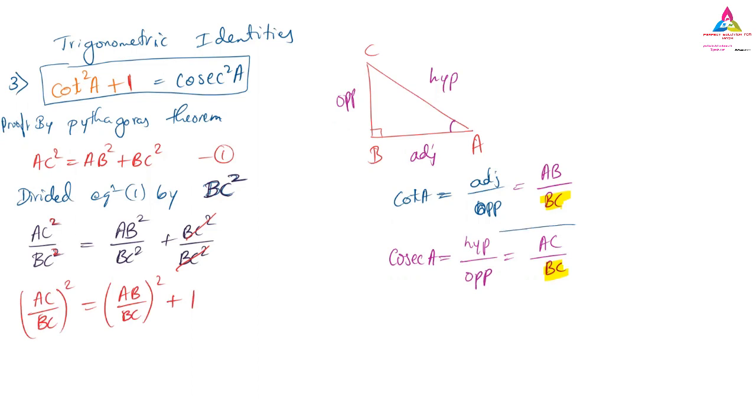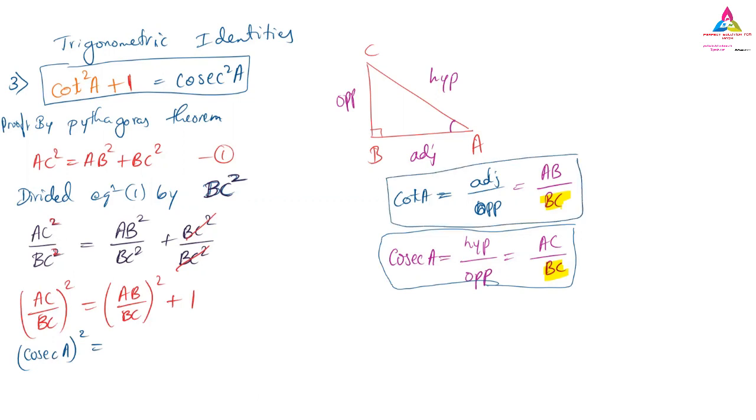Continuation part, AC by BC. We will go back to this. AC by BC is what? Cosec. Yes, cosec. The cosec A the whole square, we can write it down. That is equal to AB by BC. So here we have AB by BC, that is cot A. Cot A the whole square. Then we have here plus 1.